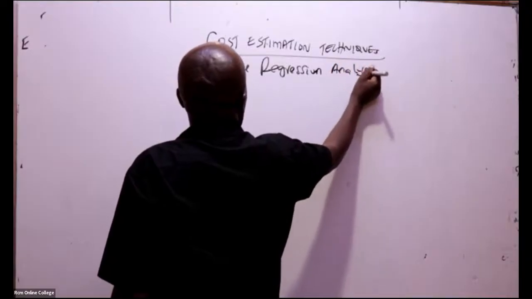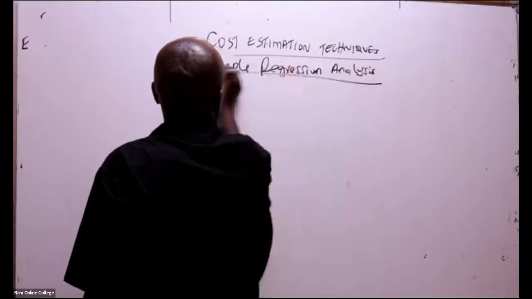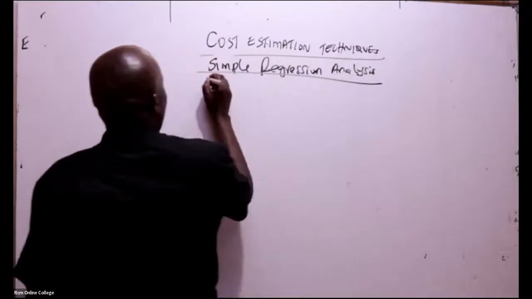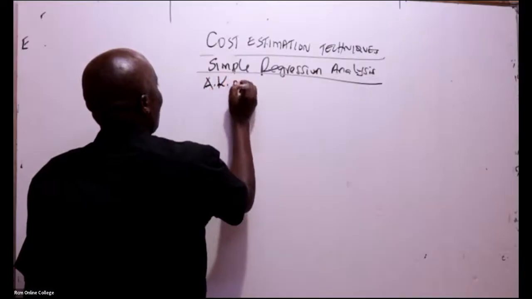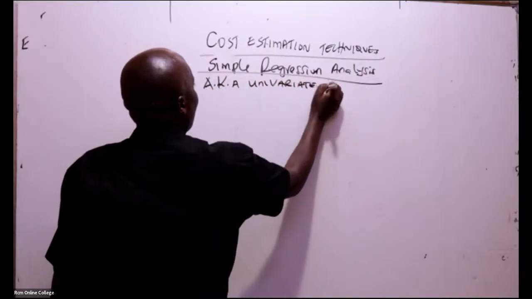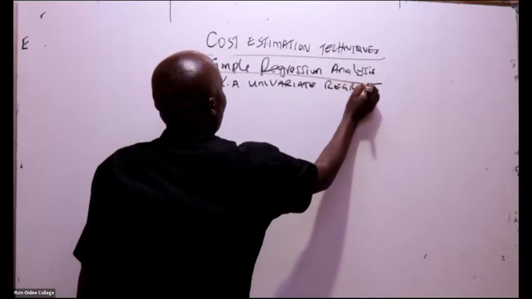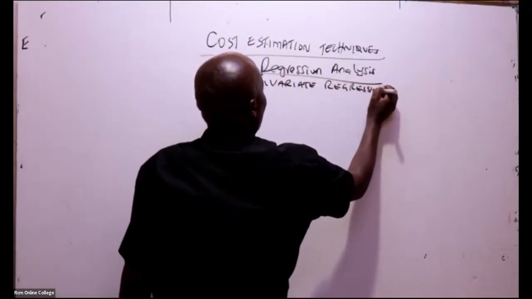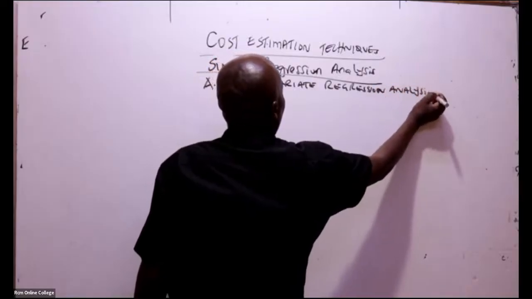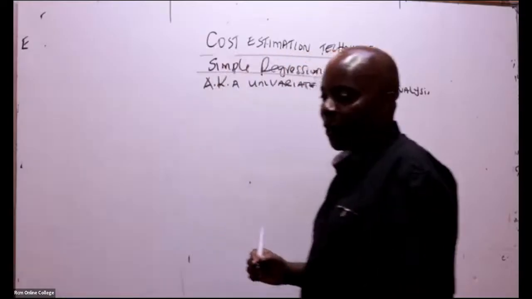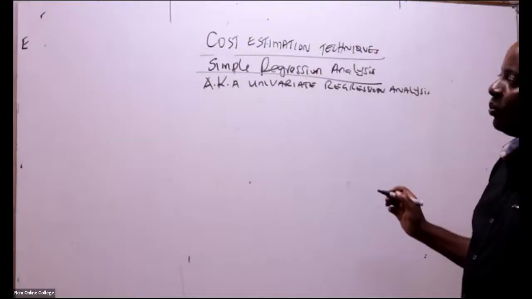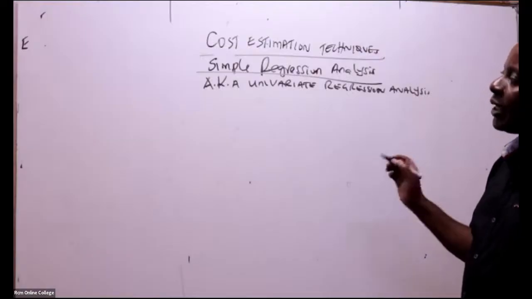Simple regression analysis. So remember that this is also known as a univariate regression analysis. Univariate regression analysis. Uni means what here? Uni means, ladies and gentlemen, one variable, one predictor variable.